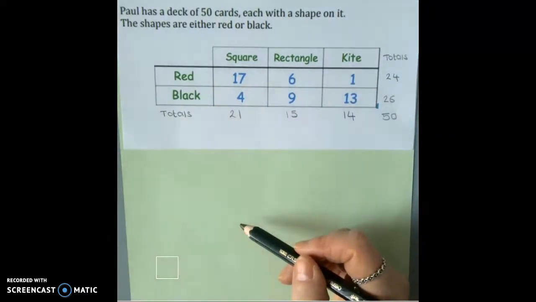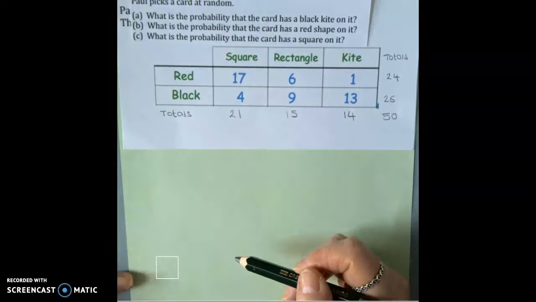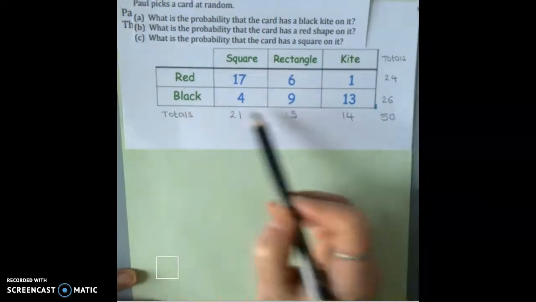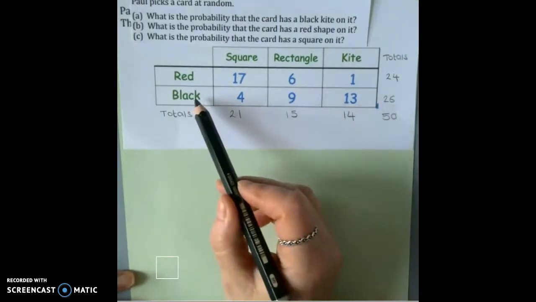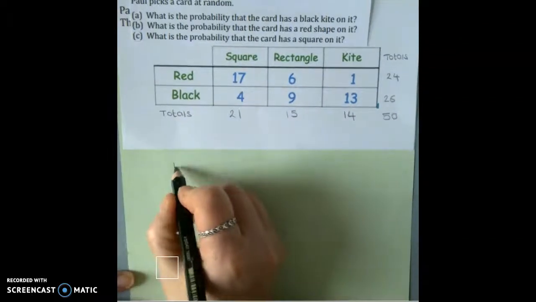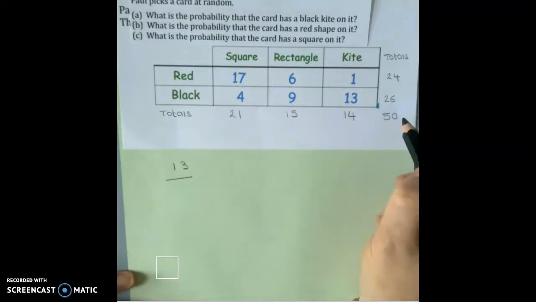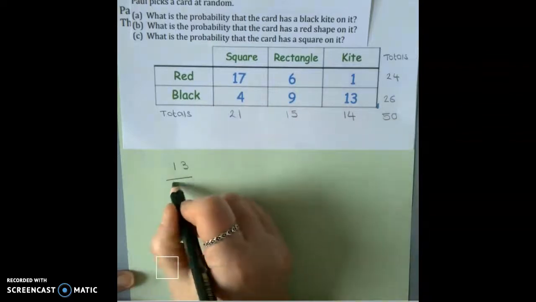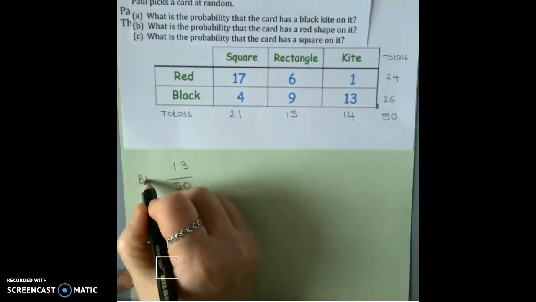Okay, so now we can start having a look at the probabilities. So the first question asked us, what is the probability that the card has a black kite on it? So we want black and we want it to be a kite. So the probability that the card picked is a black kite would be 13, and that's out of 50 cards because 13 of the cards had a kite that was black on them. So it would be 13 out of 50, okay, for the black kite.